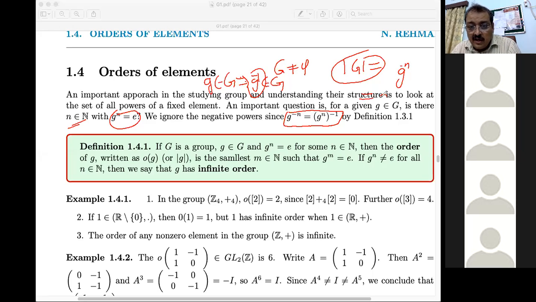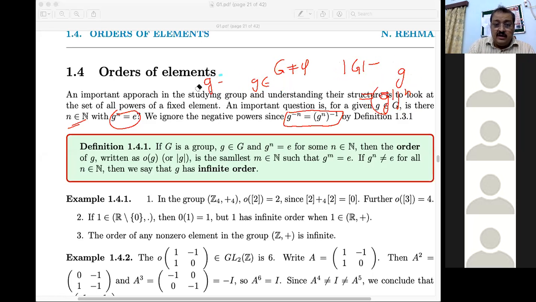this is nothing but equal to g inverse to the power n. This is true for all negative powers, so we ignore negative powers, because g to the power minus n can be written as g to the power n, whole inverse, or g inverse to the power n.